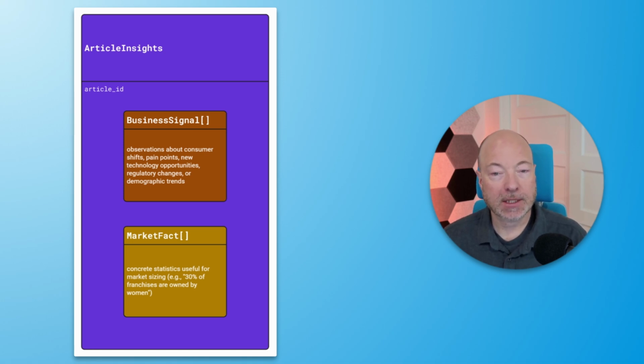And when we store these in the database, article insights will be a table, and then the two lists in here can just be JSON objects inside of that table. That reduces the complexity of the relational schema a little bit and is quite flexible. Makes it easy to add new data later on.